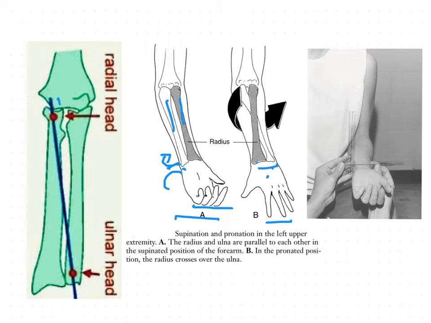And therefore, at the distal radio-ulnar joint, the ulnar head slides in the ulnar notch, whereas the radial notch crosses over the ulnar head. That means the ulnar head slides in the ulnar notch of the radius.